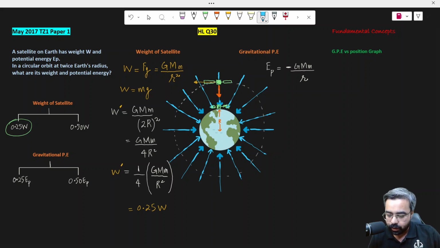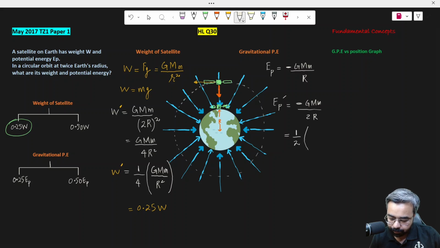Anyways, I'm going to write here the capital R when it was close to the surface of the Earth, and the new potential energy when it will be at that point will be negative GMm over 2R. So you can see that it has become one half of the previous amount of energy, which means that it has become less negative than initially.